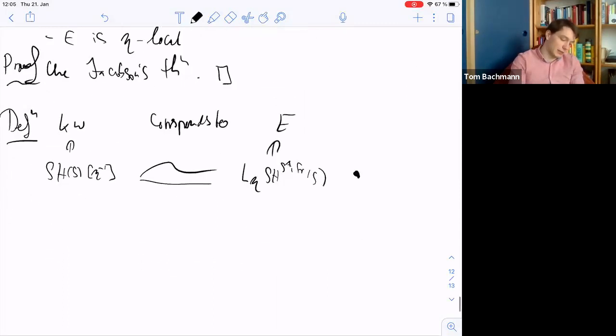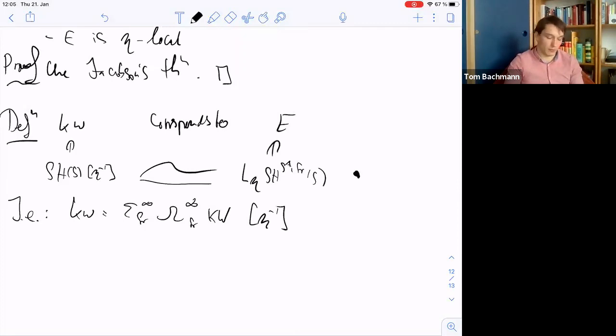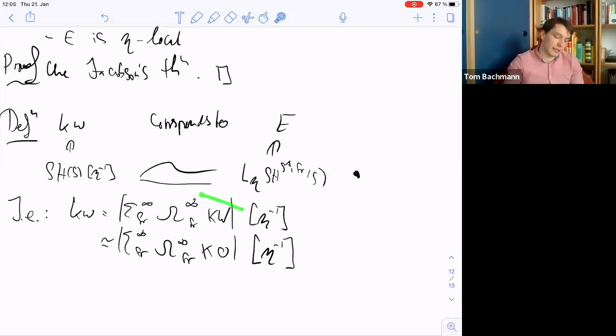So we can be more explicit. Little kw just means you take sigma infinity framed of omega infinity framed of KW, and then you make it periodic. If you think about how this equivalence works, this is what happens. You could also, instead of taking KW, take KO here, if you like that better, and then you make it periodic. It's easy to see a priori that these two things are the same.